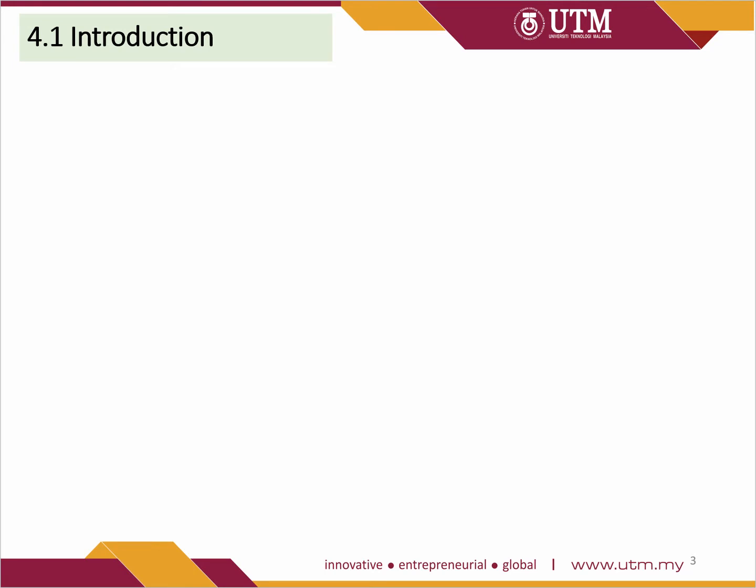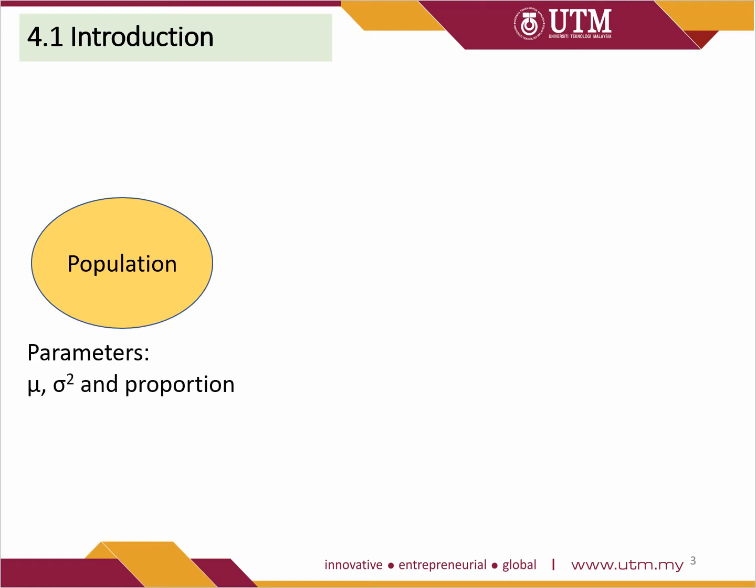So we begin this chapter by reviewing the terms population and sample. So this population consists of the total of observation which we are concerned with. If, for example, we want to know the height of students in UTM Kuala Lumpur, or you want to know the income of staff in Bank Negara. Okay, so from this population, we can get the parameters: the mean mu, the population parameter, sigma square for variance, and proportion.